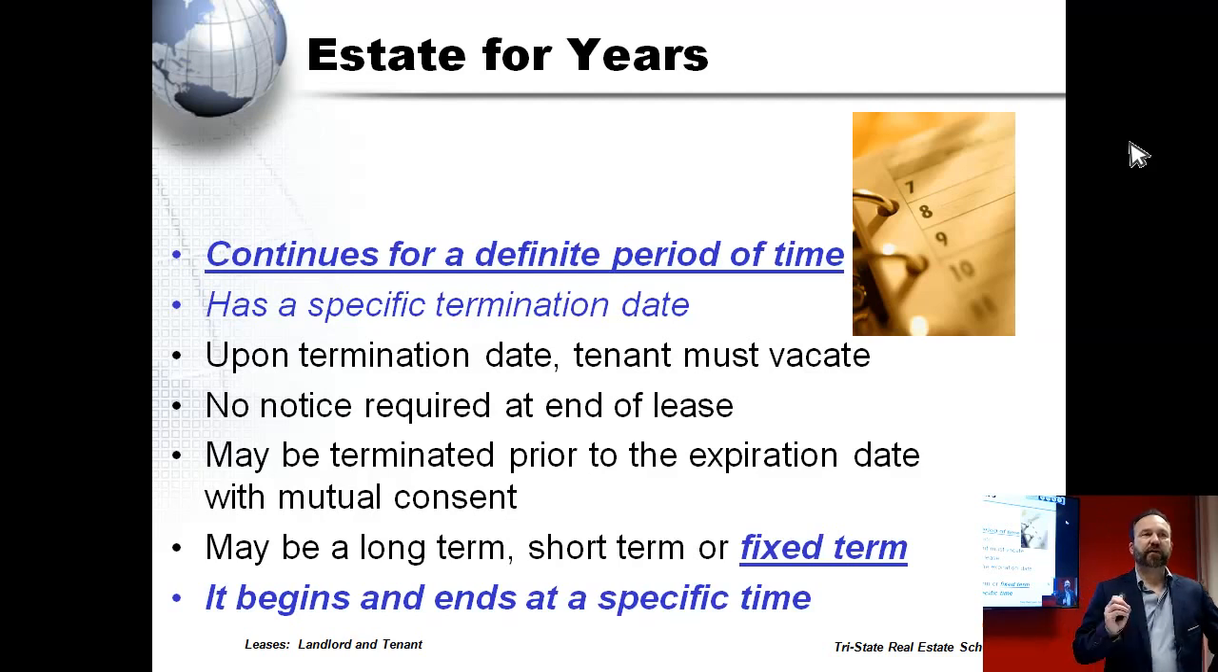These contracts, the estate for years, may also be long-term or short-term or a fixed term. In other words, from point A to point B, say for this month, and then it's done, you're out. Or for 6 months, and then you're out. It begins and ends. This is what you need to highlight and understand. It begins and ends in time.